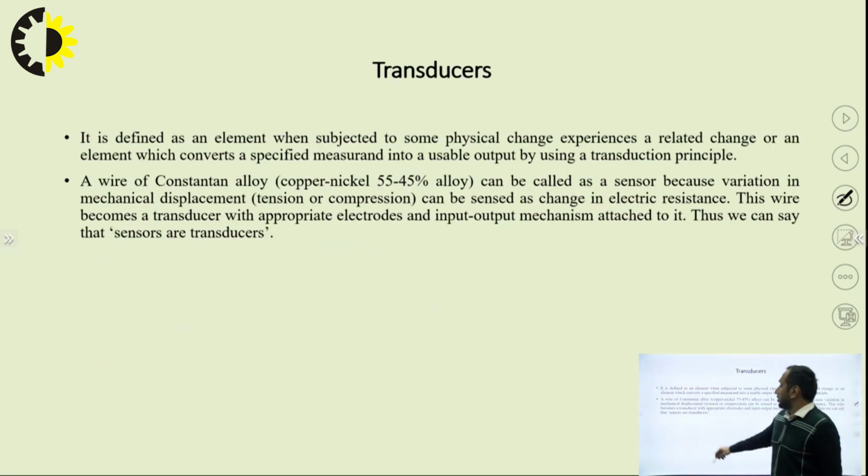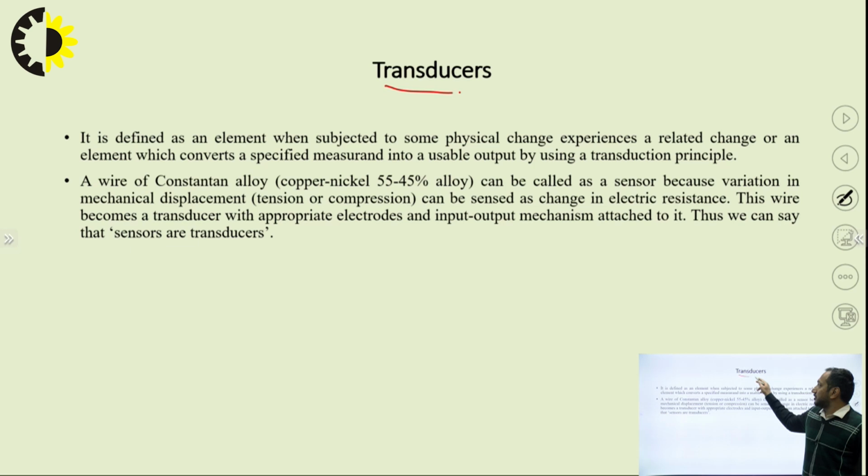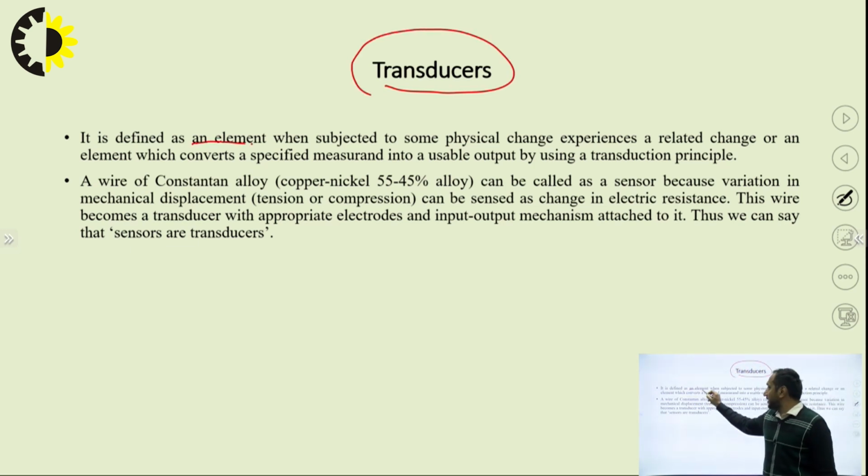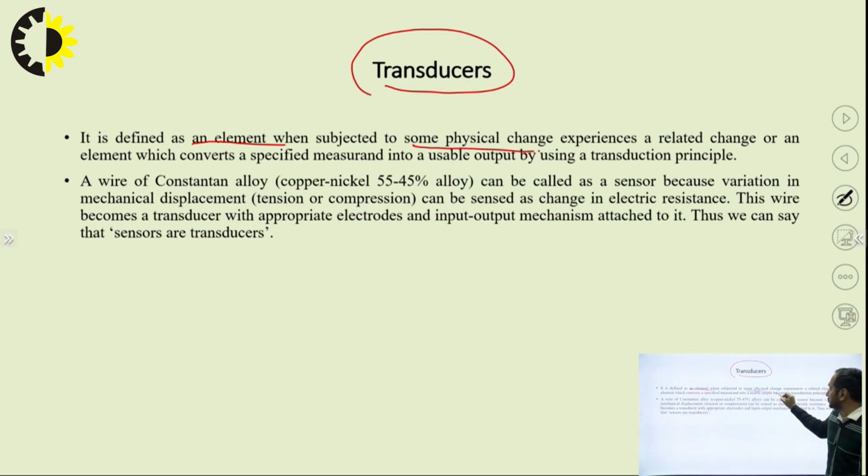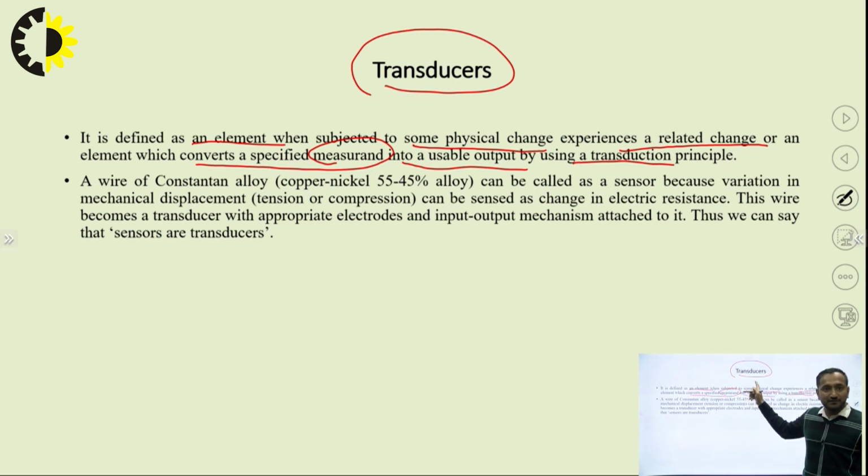Now let us come to another definition which is part of this unit, which is transducer. It is defined as an element which, when subjected to some physical change, experiences a related change, or an element which converts a specified measurand, meaning a quantity which you are measuring, into a usable output by using a transduction principle. It measures a physical change and responds to it. So let us understand the definition of transducer with the help of an example.